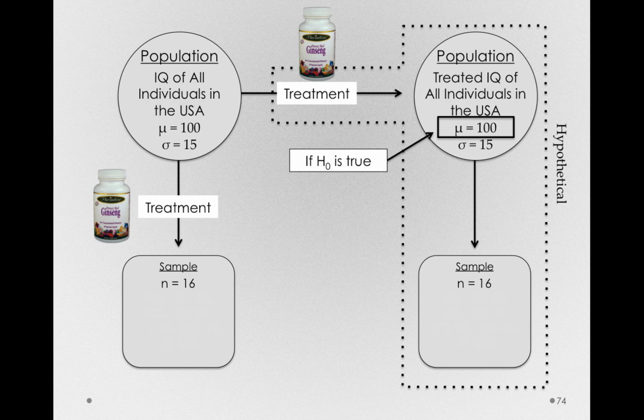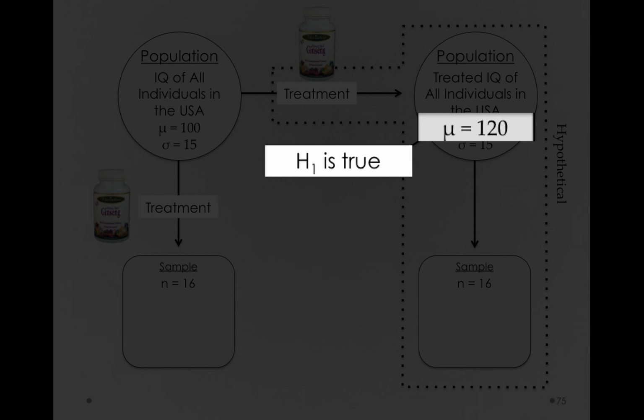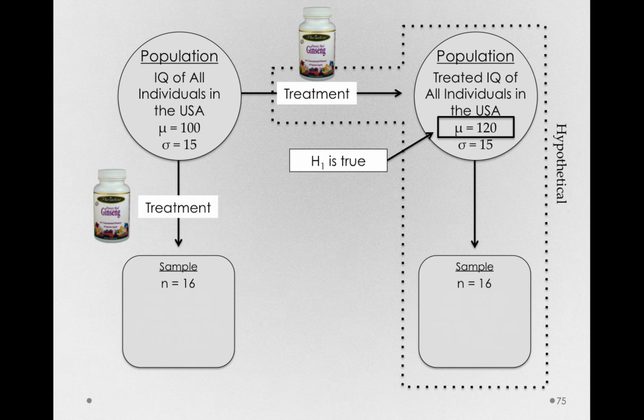That is, let me take away our samples, because right now we're going to be talking about populations. And let's imagine that H1 is true in this particular way. That is, if we were to treat an entire population, the mean after treatment would be 120. So that is a huge effect. That would mean that on average, we would be raising people's IQ by 20 points. So this is a specific alternative hypothesis, and this is the one we'll use for visualizing power.